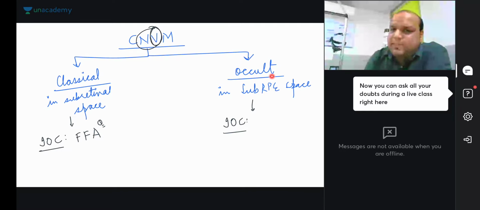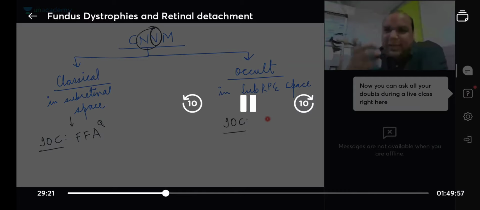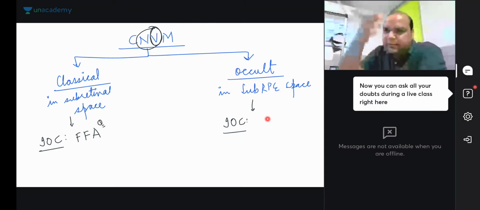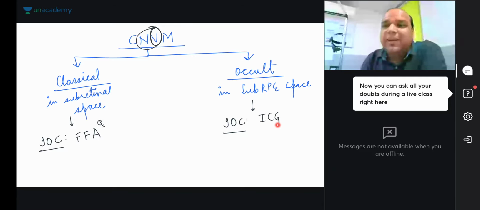If you try to understand, occult CNVM is below the retina. So we can say it is actually near to the choroid. If you remember the investigations I told you, for all the choroidal pathologies, we don't prefer FFA. Instead, we prefer ICGA, indocyanine green angiography. And that is the linking of my first session on retina to today's class.